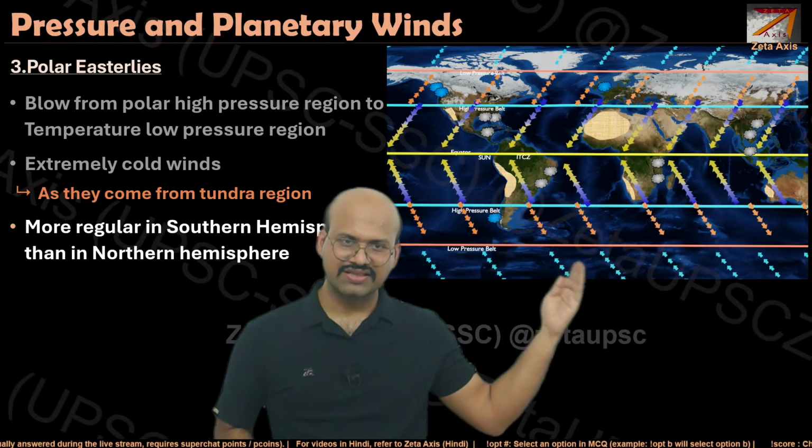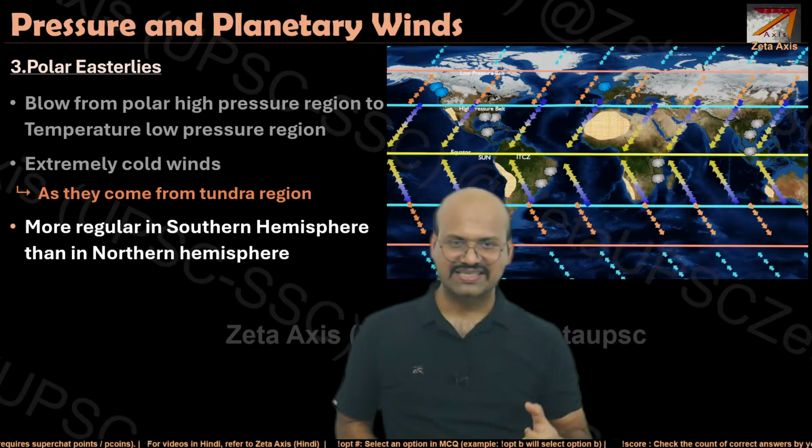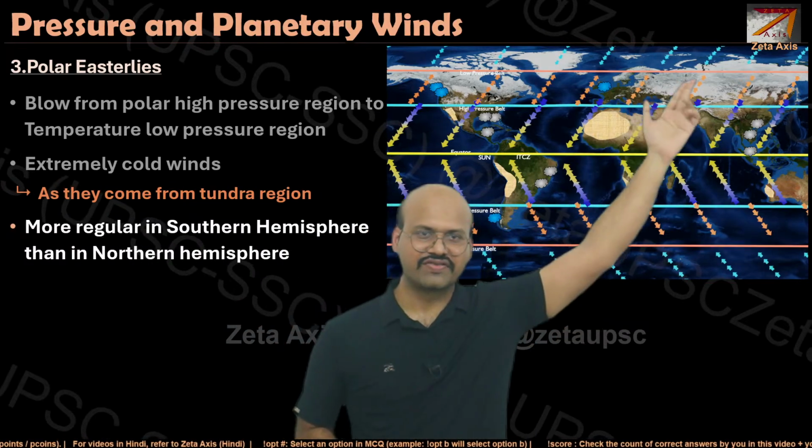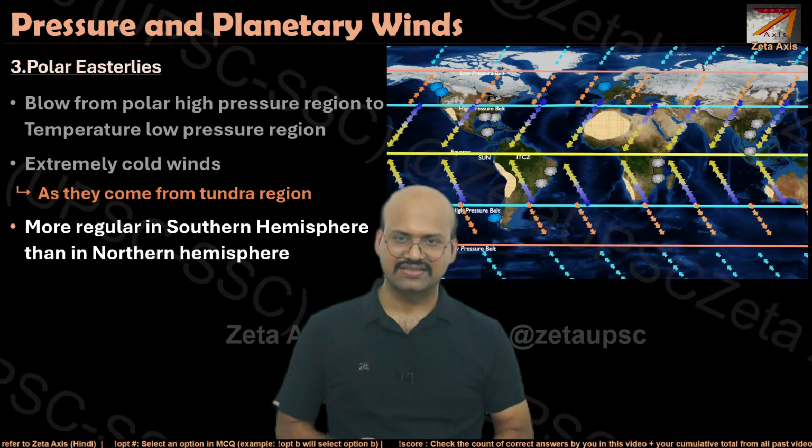Because in the southern hemisphere we have mostly oceans in this region, that is why they are very consistent, while in the northern region we have these continents in the polar region, that is why there is some variability that is seen in it.